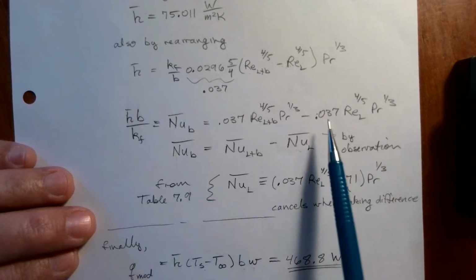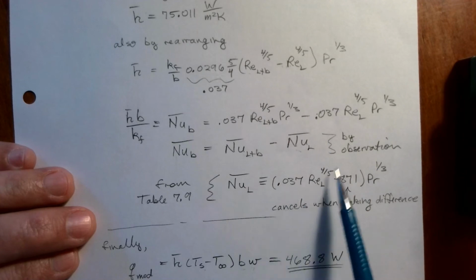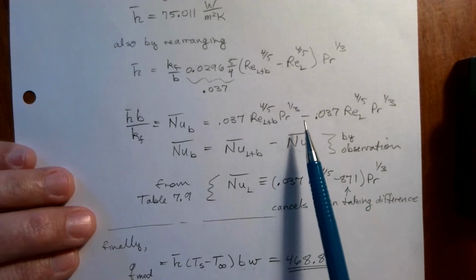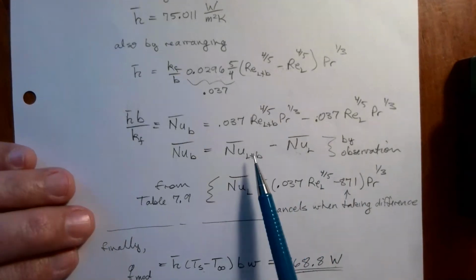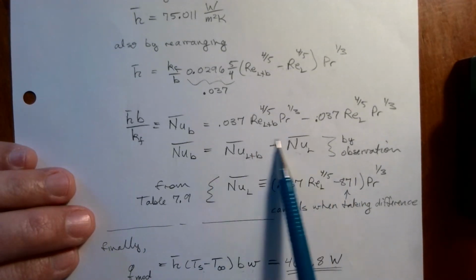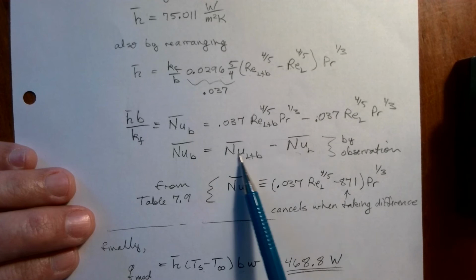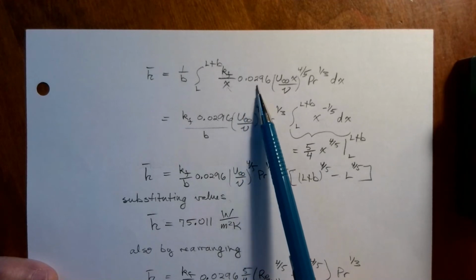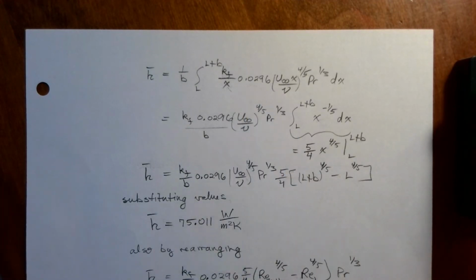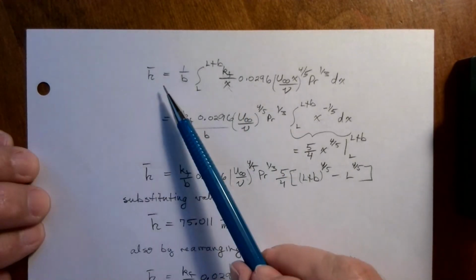However, this is not obvious, at least to me, without going through and making these observations. So I'm going to ask you, don't start with this. Don't use this because it's not obvious in this case. What I'm going to ask you to do is evaluate this integral. Set up the integral for h bar and evaluate that way.